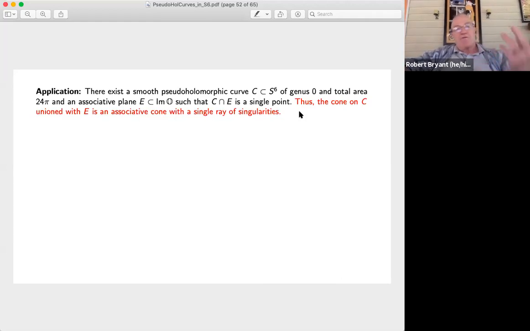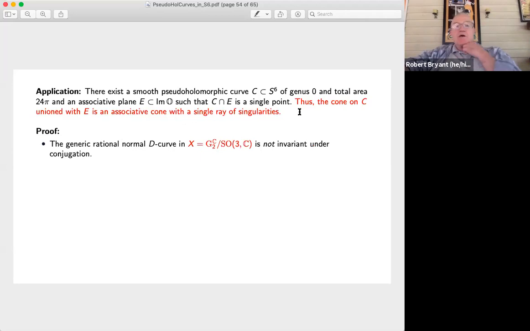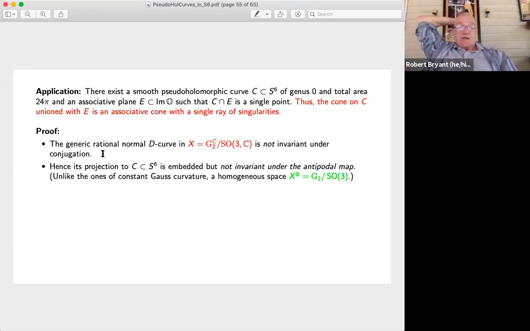So you can have an associative cone whose only singularity is a half line. And here's how the proof goes. Quick proof. First of all, the generic rational curve in here, which is an element in here, is not invariant under conjugation. The reason is that if it were invariant under conjugation, you can work out that the projection to S6 would actually be invariant under the antipodal map.